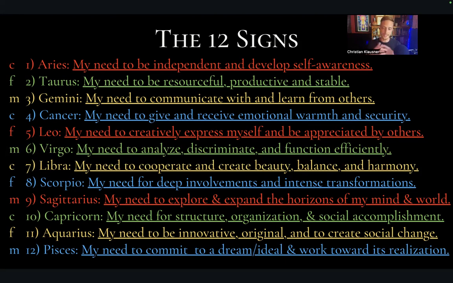Scorpio, we all have a need for deep involvement and for intense transformations. Sagittarius, we all have a need to explore and expand the horizons of our mind and our world. Capricorn, we all have a need for structure, organization, and social accomplishment. Aquarius, we all have a need to be innovative in our lives, to be original, and to create social change.